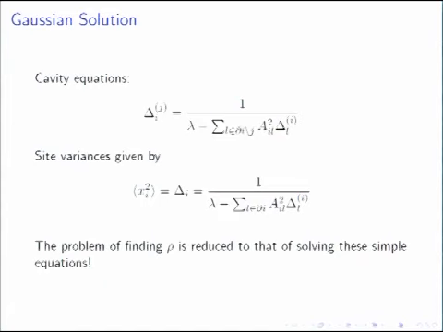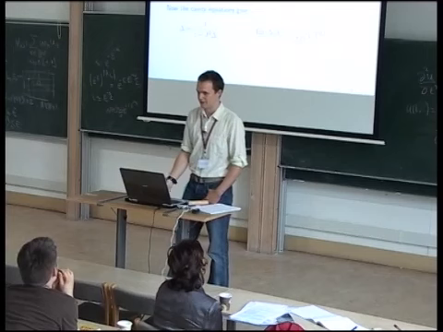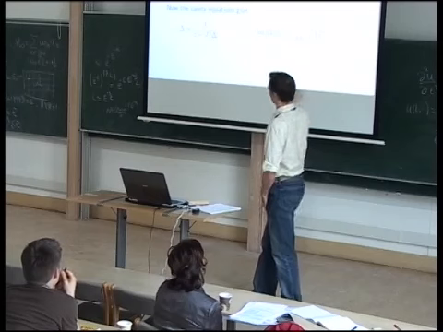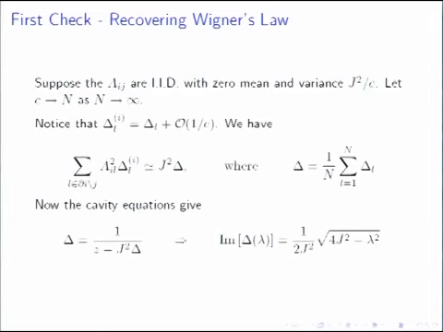So now, how can we solve these? In some cases, we can actually do this exactly. A first check is to recover Wigner's law. I say recover. This is the worst slide in the presentation. It's slightly hand-wavy. It's just a test to see what happens when we grow our connectivity very large. We make these variables identically distributed with zero mean and variance J squared over c, where c is the average connectivity of a site. I'm going to let c tend to N as N tends to infinity.